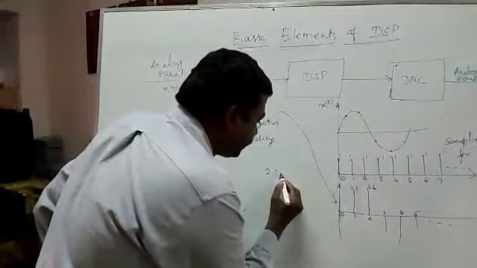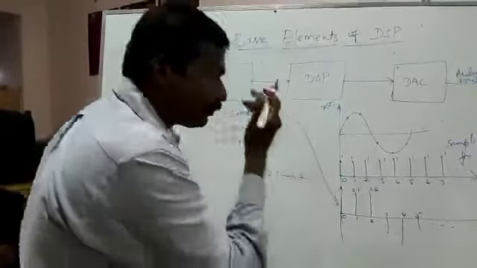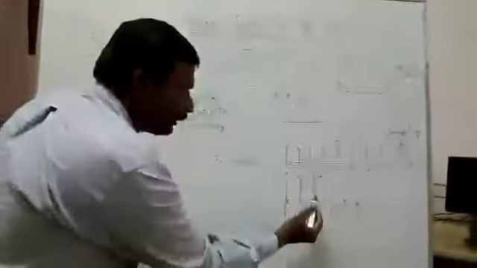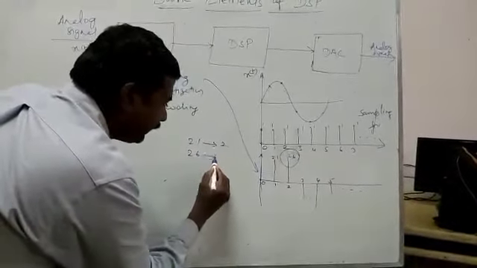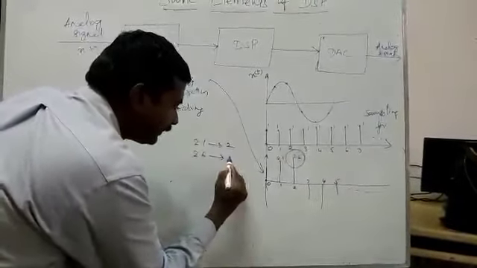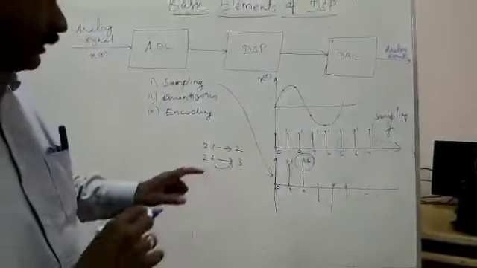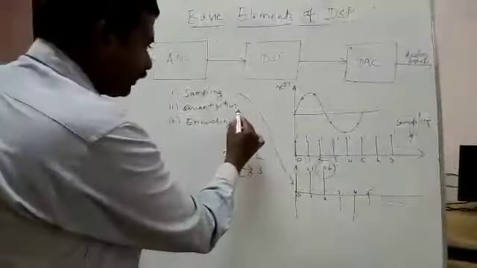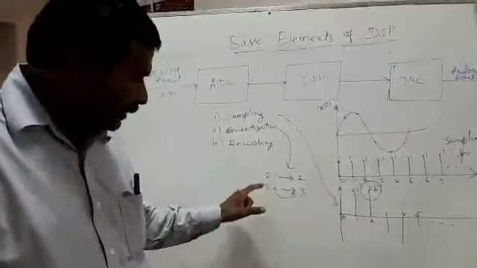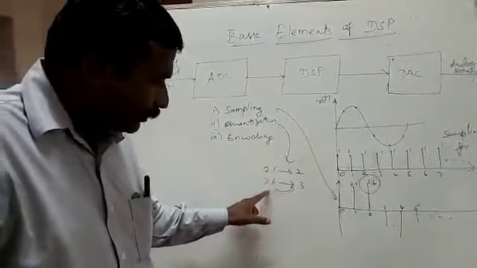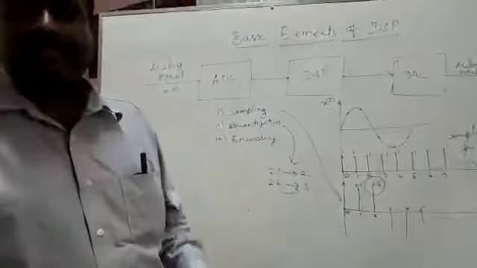So what is the nearest integer for 2.1? 2. So 2.1 is rounded off to 2. Similarly, what is the amplitude of the second sample? 2.6. The nearest integer for 2.6 is 3. So 2.6 is rounded off to 3. This round off process is called quantization. Quantization is the process by which the fractional amplitude values are converted into their nearest integer values.